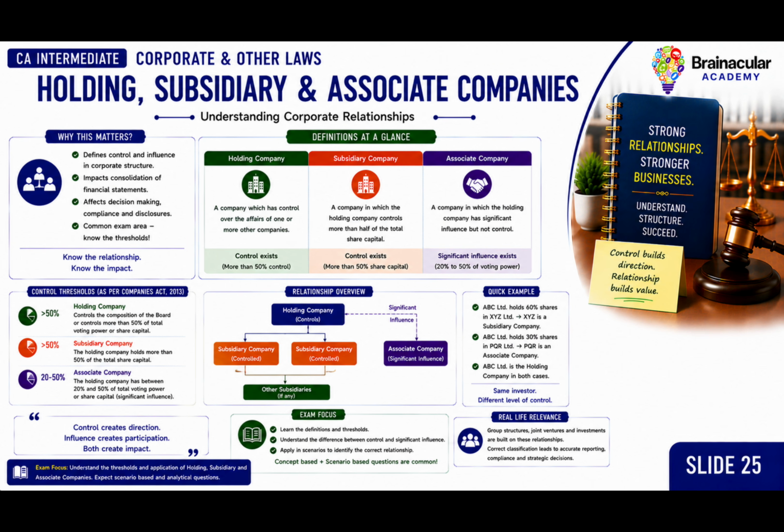We'll move ahead with the third condition, which is subsidiary of a subsidiary. For example, if XYZ is a subsidiary of ABC, and on the other hand, LMN is a subsidiary of XYZ, then LMN is also a subsidiary of ABC. Here's a small trick: a subsidiary of a subsidiary is also a subsidiary. The holding company's authority runs through the whole chain. So keep this in mind accordingly.